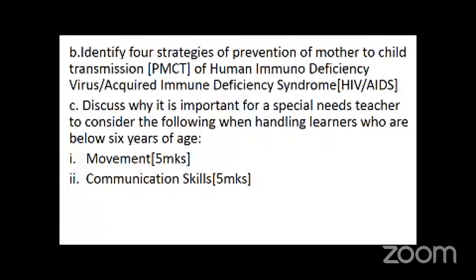Nowadays there are drugs they are given such that they will just give birth to their children without the virus, even though they have it.